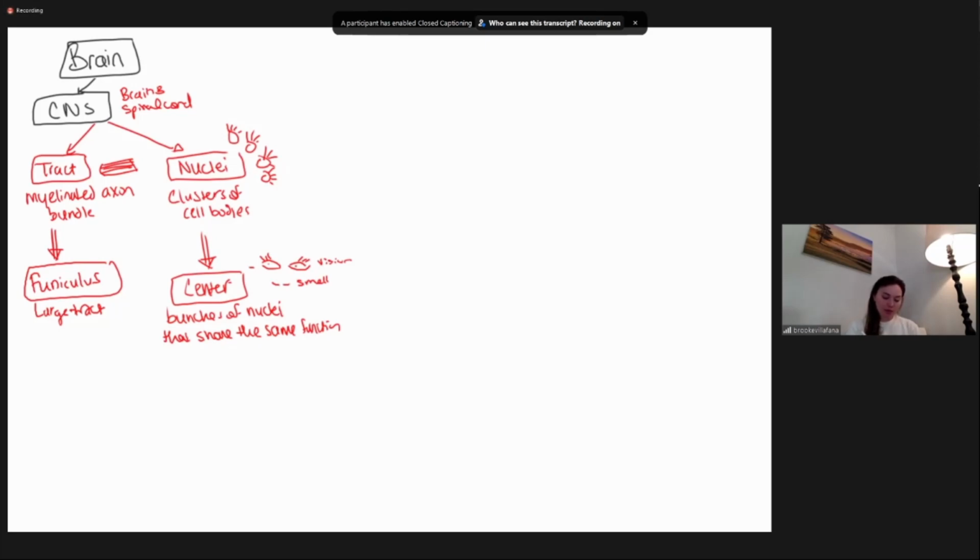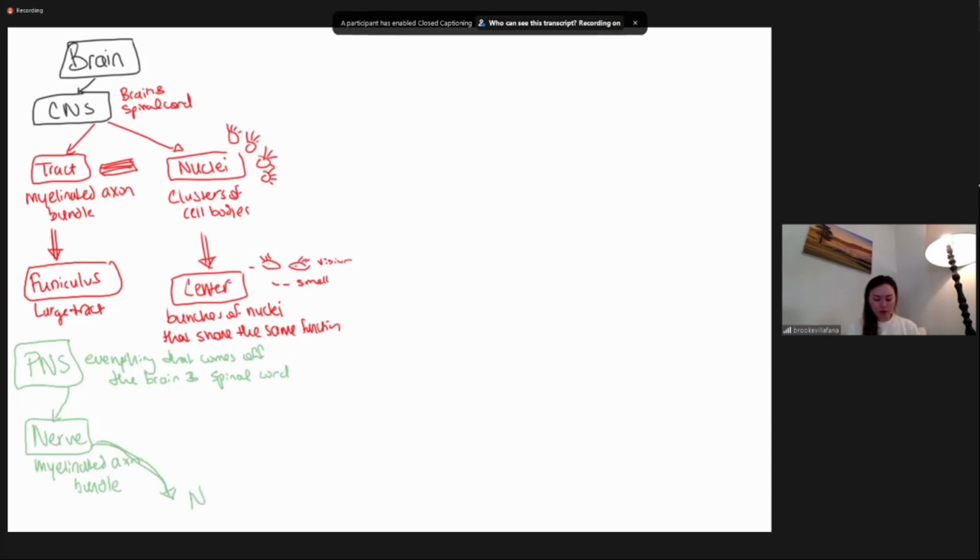Then we have the peripheral nervous system. Remember, this is everything that comes off the brain and spinal cord. So the peripheral nervous system has the same thing as a tract, a myelinated axon bundle, but we call it a nerve. So on the test, you need to know that a nerve is only part of the peripheral nervous system. When multiple nerves get together, that's called a nerve plexus. So kind of like a funiculus, a nerve plexus is a network of nerves.